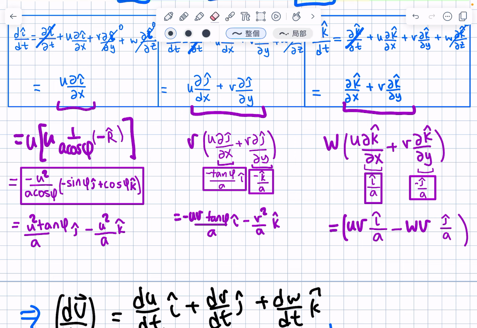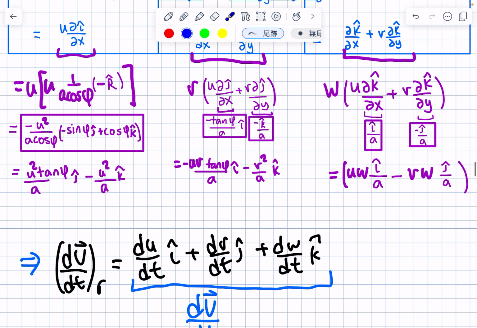Great. Now, finally, for the k direction, we have partial k partial x is i hat over a, and partial k partial y is negative j hat over a. Multiply the w out, the u goes here, the v goes here, and we'll get uw. So we'll get uw i hat over a minus vw j hat over a. That's this.